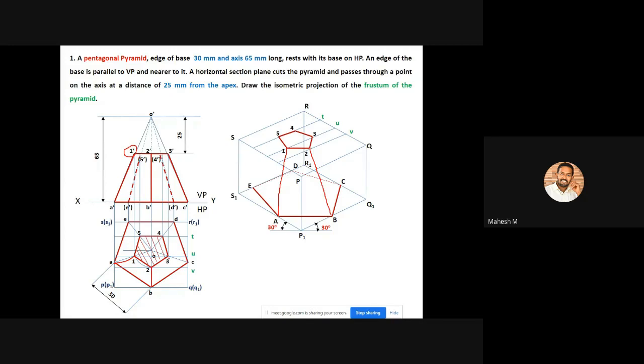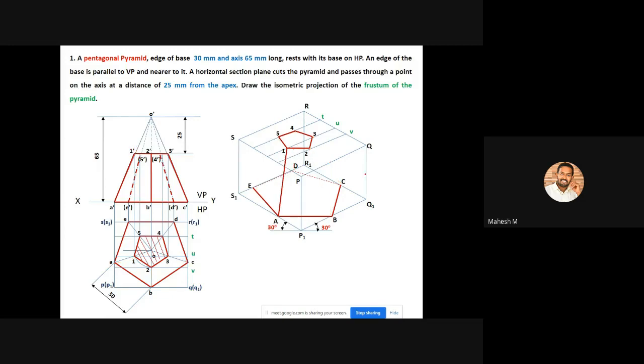Similar to that, point number 3 with point C. So you can mark this one also. Similar to that, point number 4 with point D. But point number 4 with point D is at the back side, so you have to join this particular line with a dotted line. And point number 5 with point E.